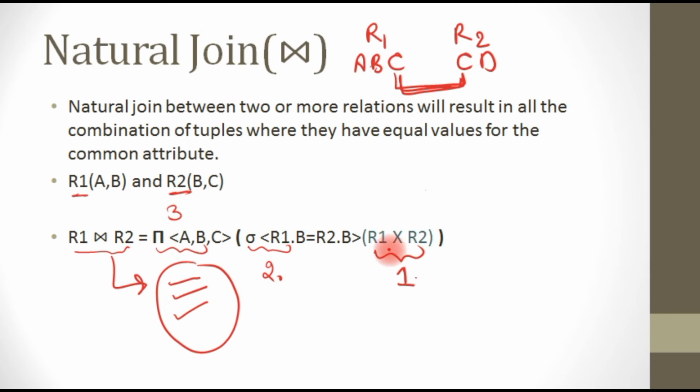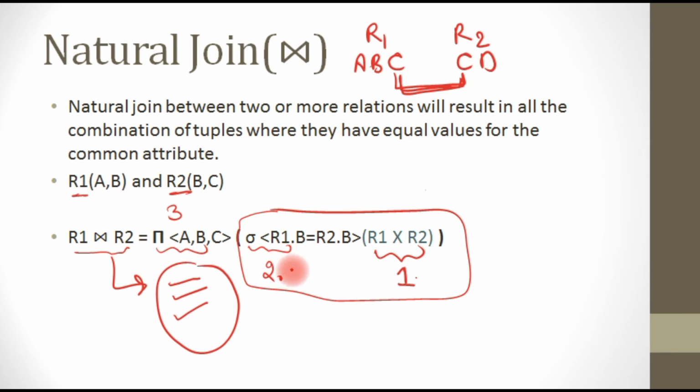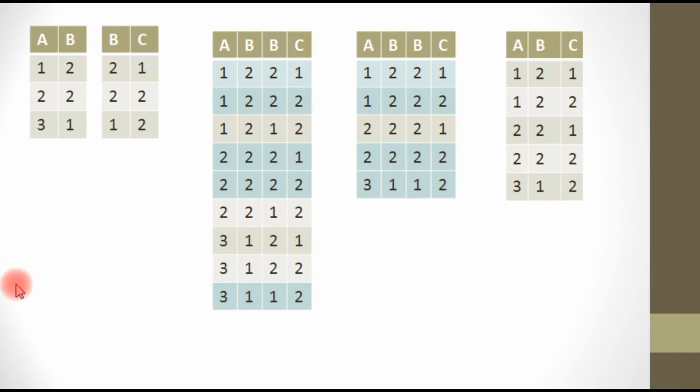So first you have to find the cross product of the two relations. Then you have to select those tuples where the common attribute has the same value, and then you have to project the distinct columns of this result. Okay, that is the result which comes after performing these operations. So let's see this example.